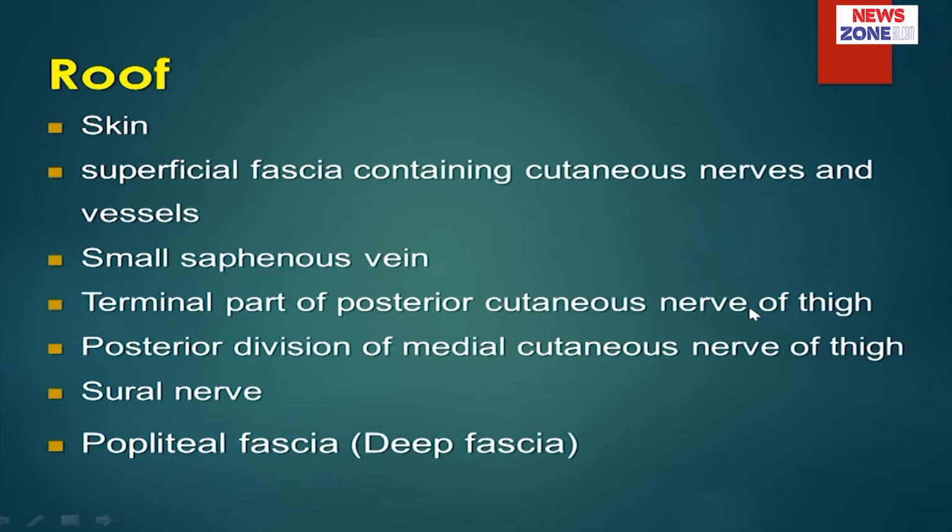Now what is the roof? You know that the roof starts from the skin, then the superficial fascia that will contain the superficial cutaneous vessels and nerve, then the small saphenous vein, the terminal part of the posterior cutaneous nerve of the thigh, the posterior division of the medial cutaneous nerve of the thigh, the sural nerve, and the popliteal fascia or the deep fascia of the popliteal region.